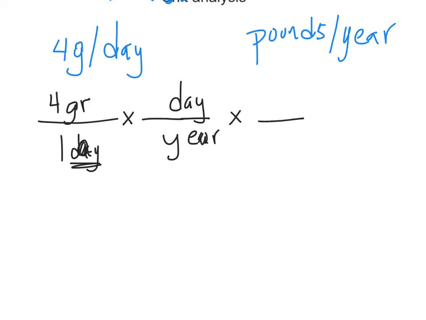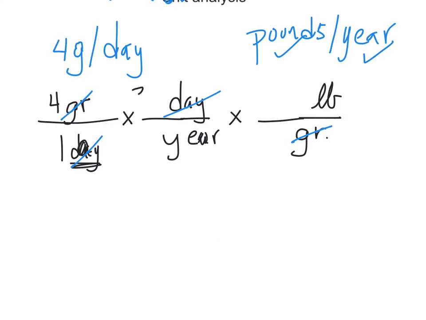And then for grams, I had to look this up as well. I need grams on the bottom. I don't know if I have grams per pound. Let's see, grams per pound, yes. Usually pound is LB, so that's what I'm going to put. So here we go. Let's double check our units. We have grams canceling with grams. We have day canceling with day. We have pounds on top, year on the bottom. That's what they wanted. Now let's worry about the numbers.